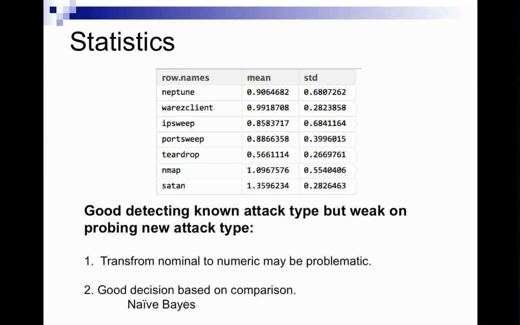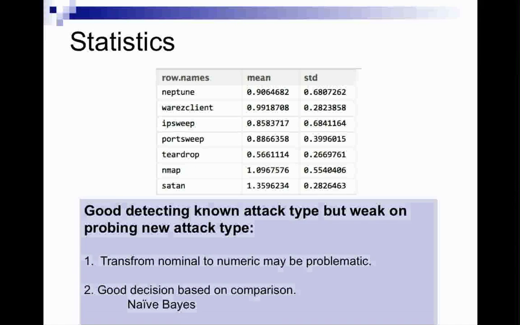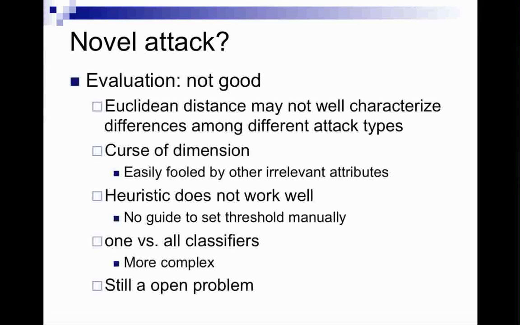So back to our KNN method, I compare the distance between each cluster's distance, or I choose the closest distance centroid. So the relative comparison may get a good performance and may predict the true labels. So that's why the KNN method can work on detecting the known attack types. But as for the unknown types, the evaluation is not good.